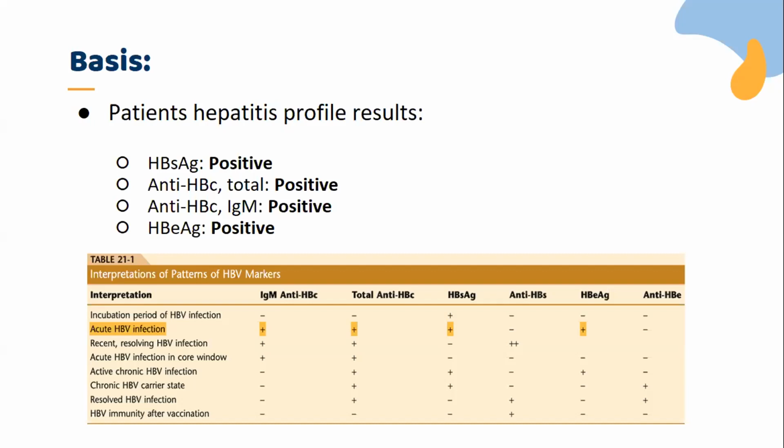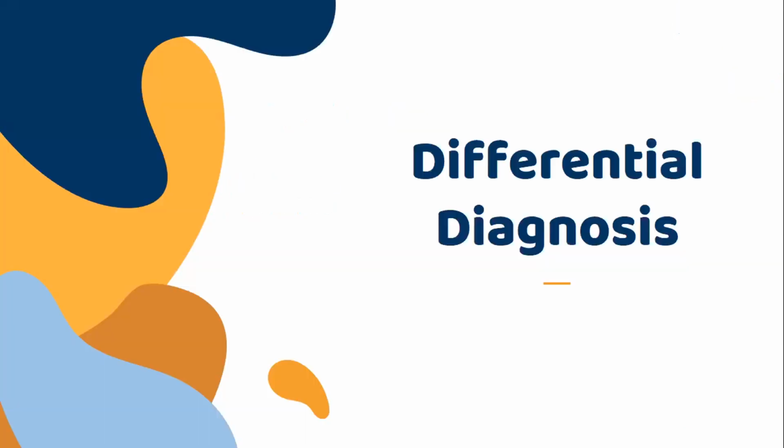When symptoms of hepatitis appear, most patients still have detectable HBs antigen, although a few patients have neither detectable HBs antigen nor anti-HBs, leaving anti-HBC the only marker of infection, which is the core window. Next slide.